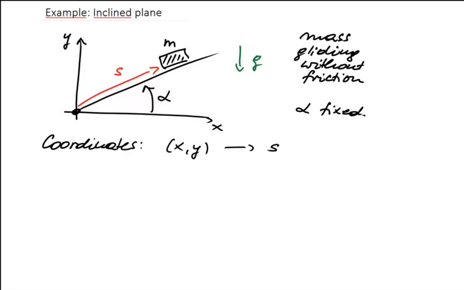To do that, we need to know how Cartesian coordinates are related to this new coordinate s. This is very simple. Given s, you can recover the Cartesian coordinate x simply by multiplying with the cosine of the inclination angle. You can recover y by multiplying with the sine of the inclination angle.